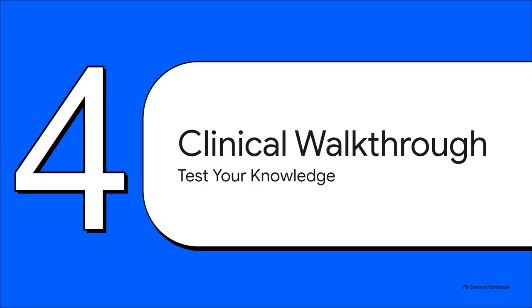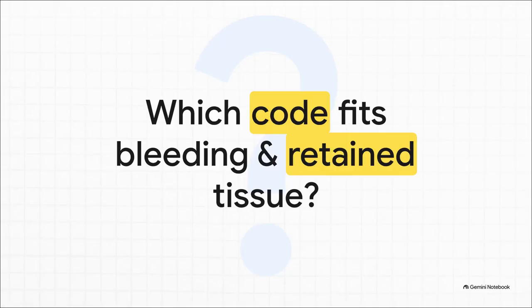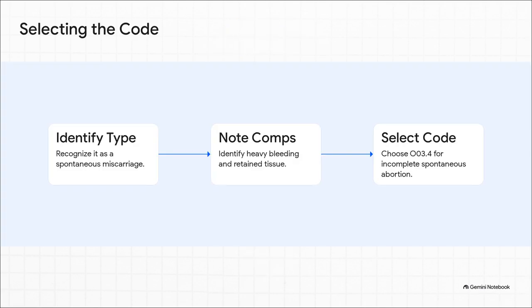Finally, let's bring it all together in Section 4, Clinical Case Walkthrough. All right, put your coder hats on. We've got a 22-year-old patient at 10 weeks gestation presenting with heavy vaginal bleeding, abdominal pain, and retained products of conception. So how would you accurately capture this patient's clinical picture? Let's trace the logic together. Let's break it down step by step.